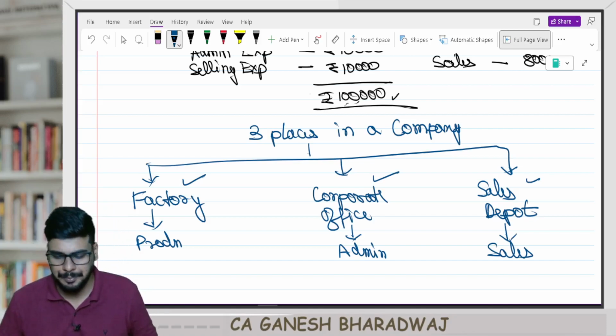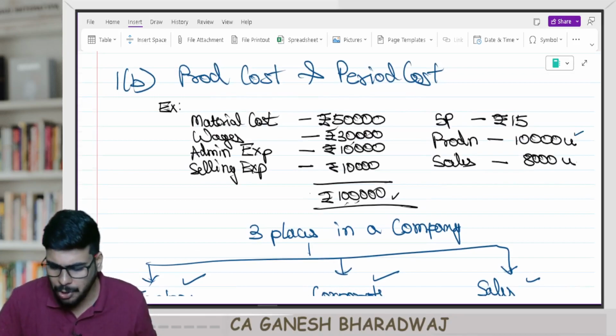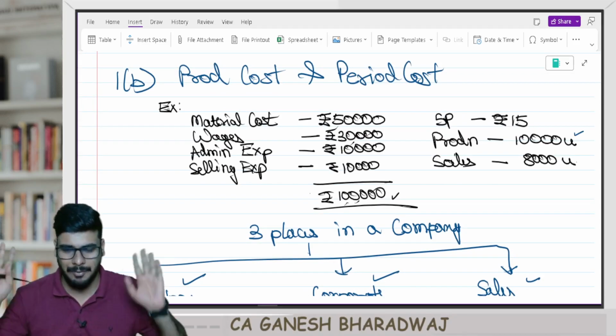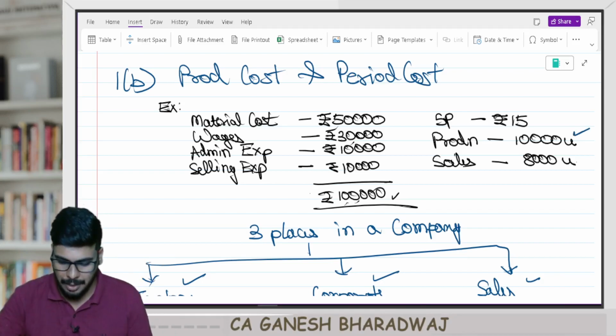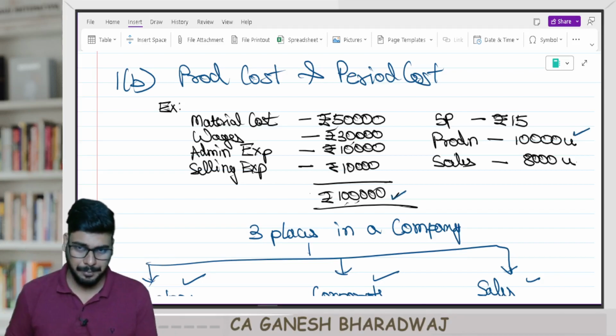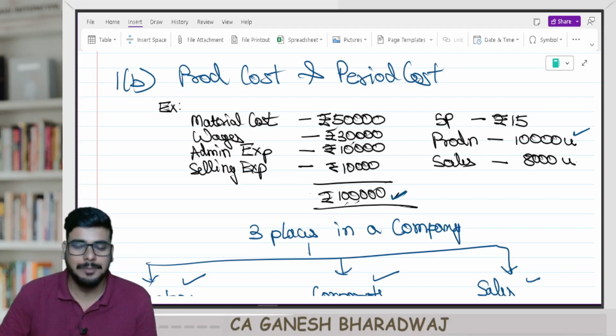Clear? Now, for me to produce these 10,000 units, out of which I have sold 8,000, and 2,000 remains as closing stock. Forget that. For me to produce these 10,000 units, what is the total cost I have incurred? 1 lakh rupees. Correct? Guys, yes, answer please. This 1 lakh, what are all the costs I have incurred? Material 50,000, labor wages 30,000, admin 10,000, selling expenses 10,000.